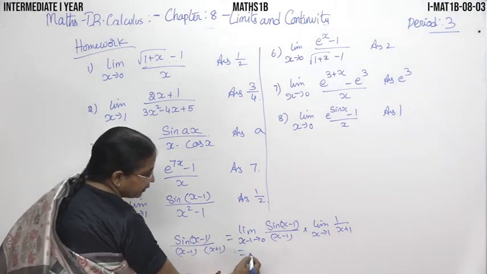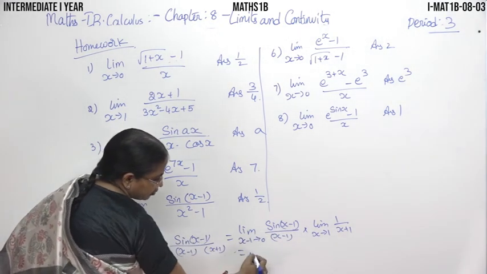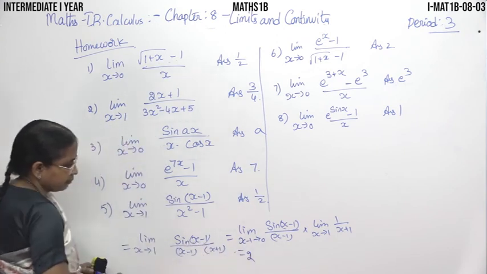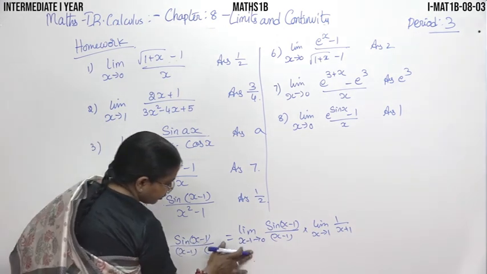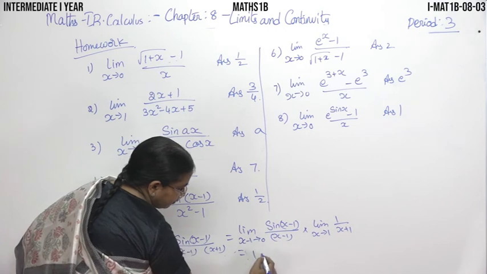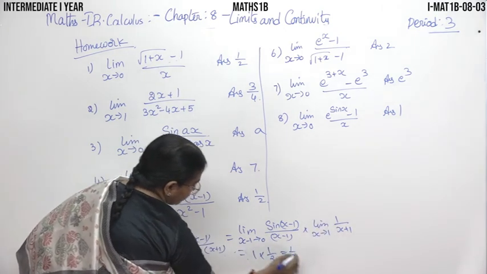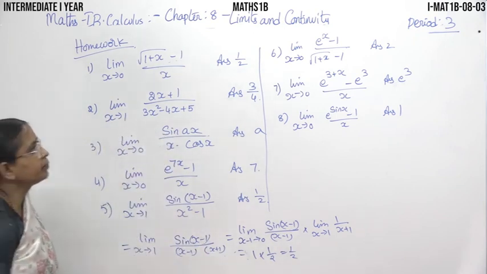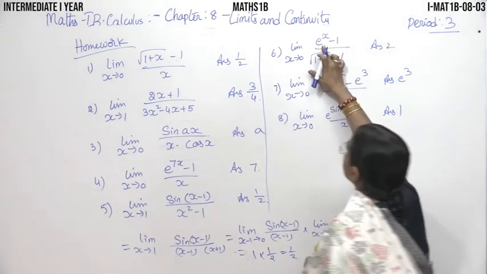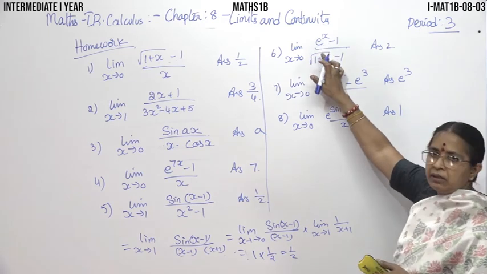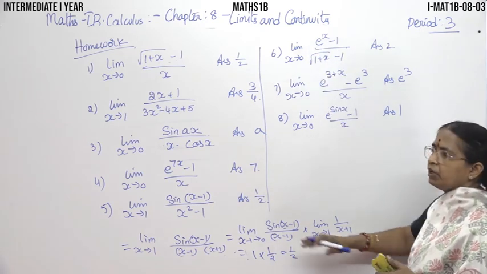This is 1 and that is 1 by 1 plus 1, 2. 1 into 2, 2 is the answer. 1 by 2, sorry, 1 by 2. 1 into this limit, which is 1, and this limit is 1 by 2. So that is 1 by 2. So like this we do the problem. Now this type of problem we already solved with 3 power x. All these are very important.